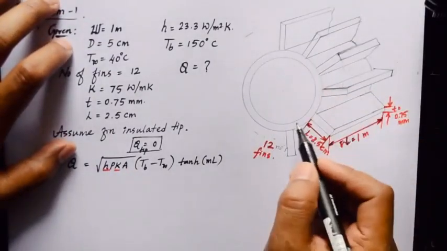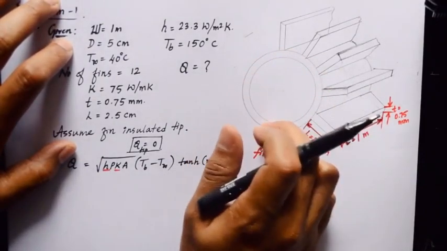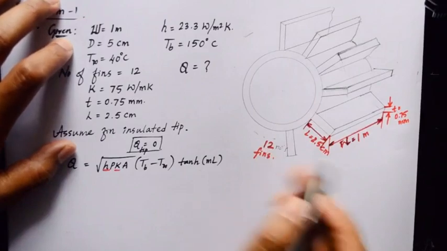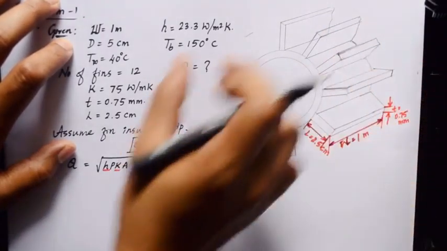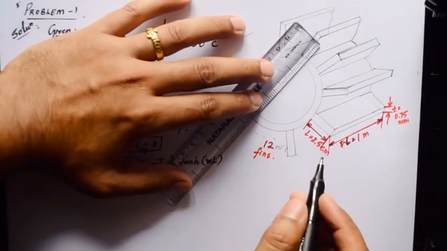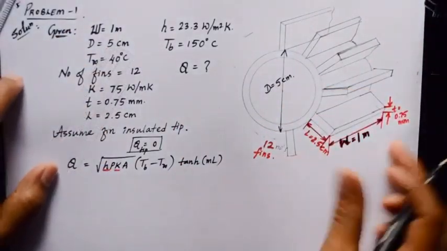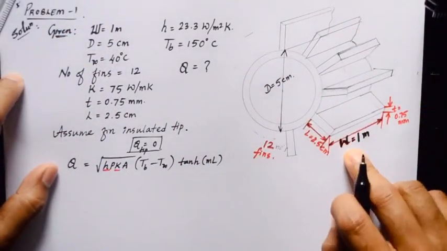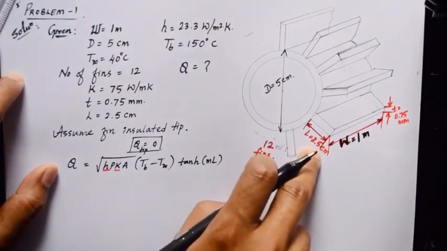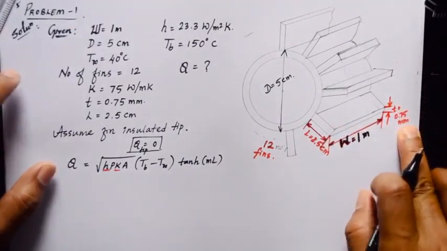So here we have a rough diagram for the given problem. The question says that there is a cylinder which is having number of fins attached to it. The number of fins given here is 12, and it says that the fins are attached circumferentially along the cylinder. It's also given that the diameter of the cylinder is 5 centimeters. So the given data are already projected here for the sketch. We have the width of the fin as 1 meter, the length of the fin is given as 2.5 centimeter, and the thickness of the fin is given as 0.75 millimeters.